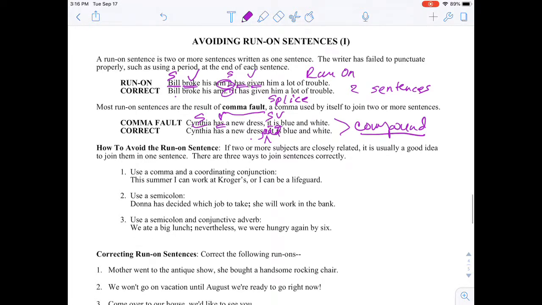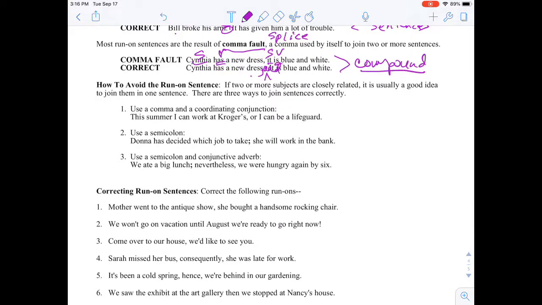So let's talk quickly about ways to avoid run-ons. If you have two or more subjects that are closely related, it is usually a good idea to join them in one sentence. There are 3 ways to join sentences correctly. You can use a comma and a coordinating conjunction, which is what we talked about earlier. This summer I can work at Kroger's, comma, or I can be a lifeguard. So I, subject, can work, the verb. I, subject, can be, verb, in between, comma and a conjunction.